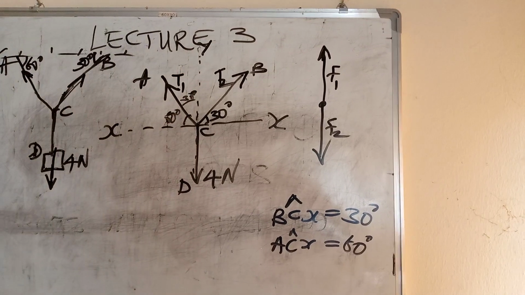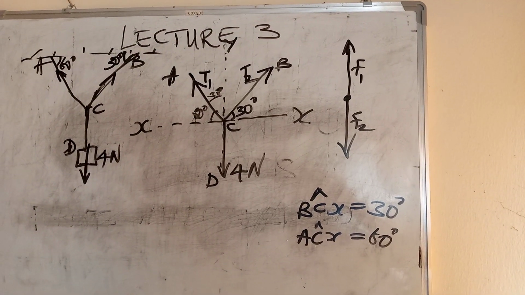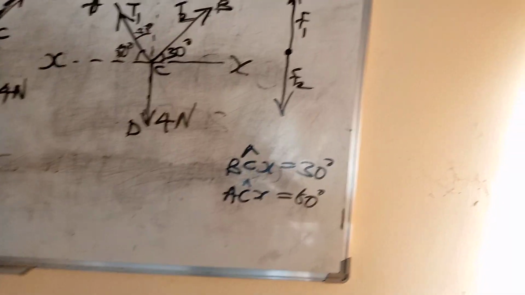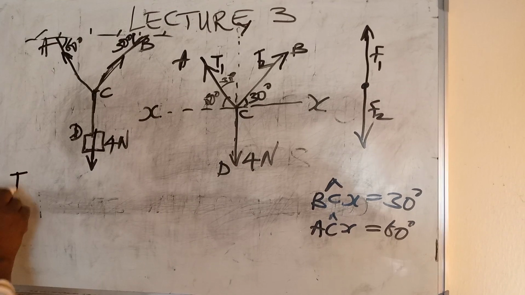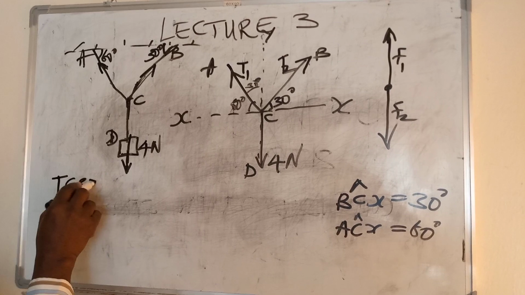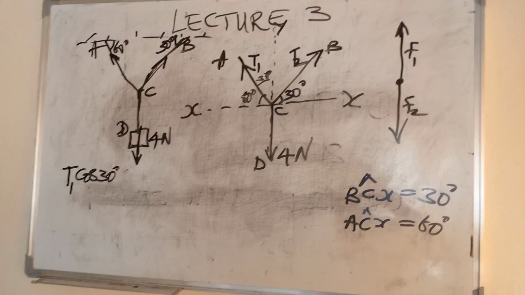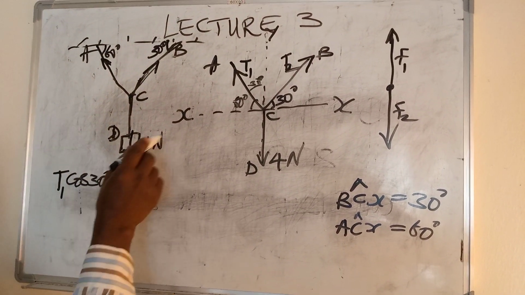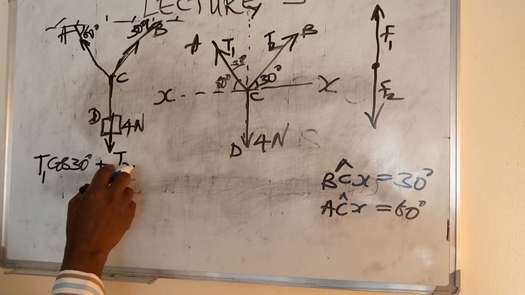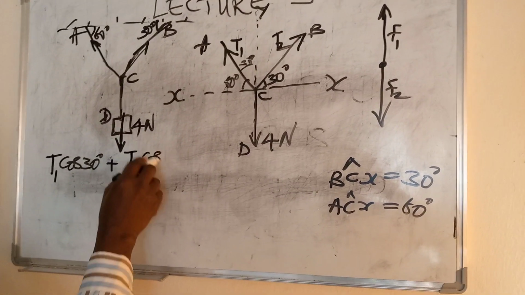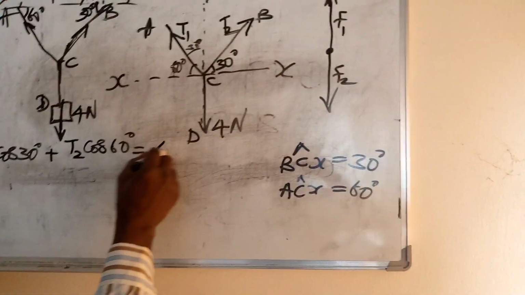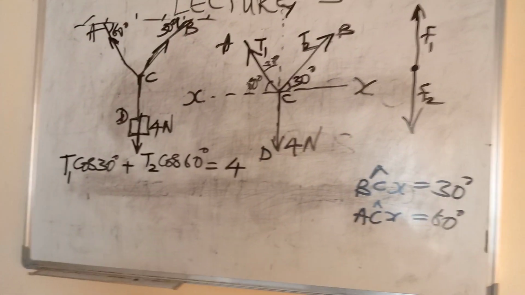So we can resolve these forces vertically and horizontally. Let's look at the solution vertically. Vertical resolution: we have T1 cos 30 degrees plus, because they are in the same direction, plus T2 cos 60 degrees is equal to 4. That's vertically.